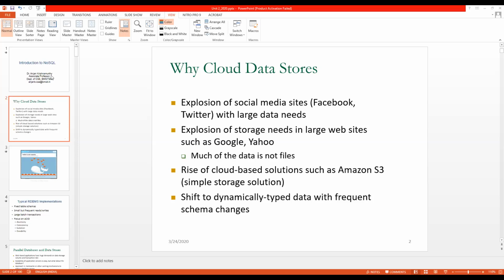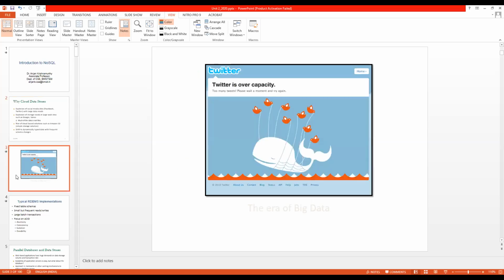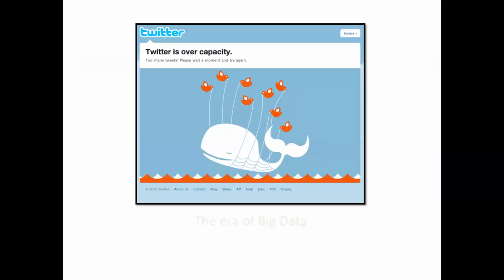Why we have to look at NoSQL kind of databases, right? Now we have also seen Twitter over its capacity, right? There are so many tweets happening every now and then. This is a very important case study today. There are so many Twitter handles coming in, and a lot of data is collected with respect to that.